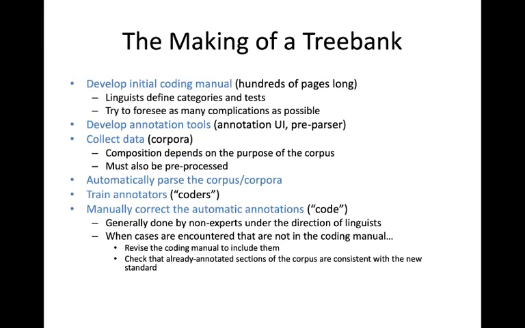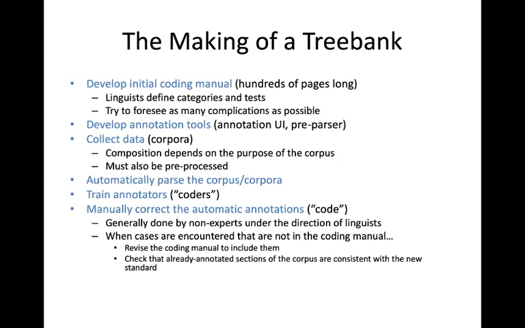How do you make a tree bank? Well, there are a lot of things you have to do. You have to develop an initial coding manual that says how you decide everything when you're making the decisions. You have to have linguists to define the categories and the tests. You try to foresee as many complications as possible so that these will already be consistent from the beginning in the tree bank. You have to develop annotation tools, which is boring, but you have to do it. And you also have to collect the data and get copyright on the data and all sorts of permissions and all sorts of issues like that.